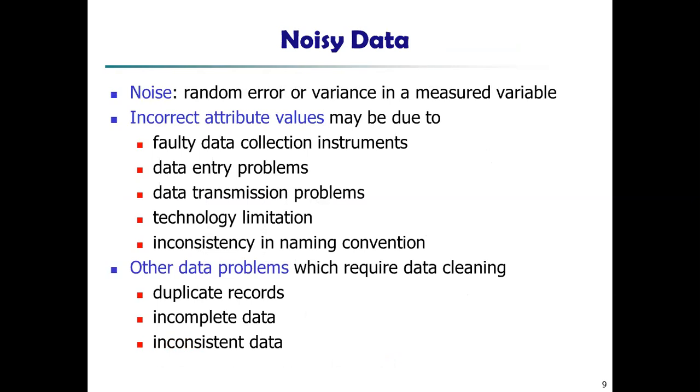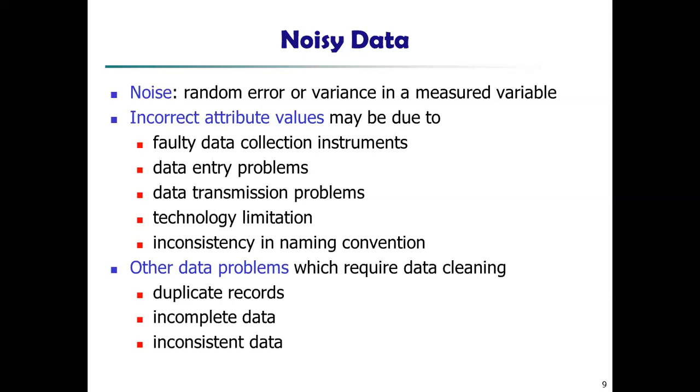What type of data occurs in noisy data in data preprocessing? First is noise: random error or variance in measured, incorrect attribute values. Causes include faulty data collection instruments, where the instrument is not giving exact results. Data entry problems, such as typing mistakes. And data transmission problems, while communicating the data.